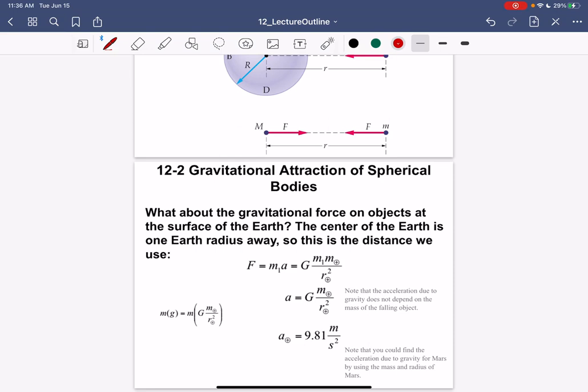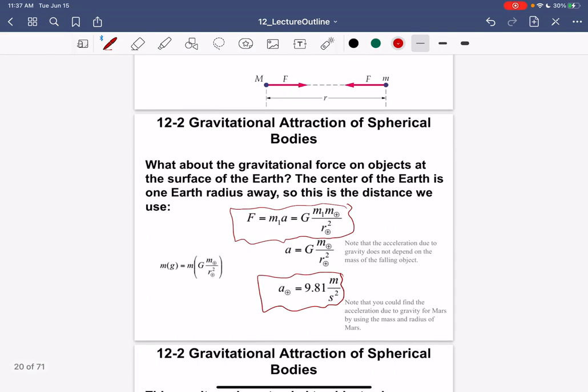What about the gravitational force on objects at the surface of the Earth? The center of the Earth is 1 Earth radius away. So this is the distance that we are going to use. Then this is the force that we are going to use. And the acceleration is going to be a = G times the mass of the Earth divided by R squared. And this is how we calculated that the acceleration due to gravity is going to be 9.81.